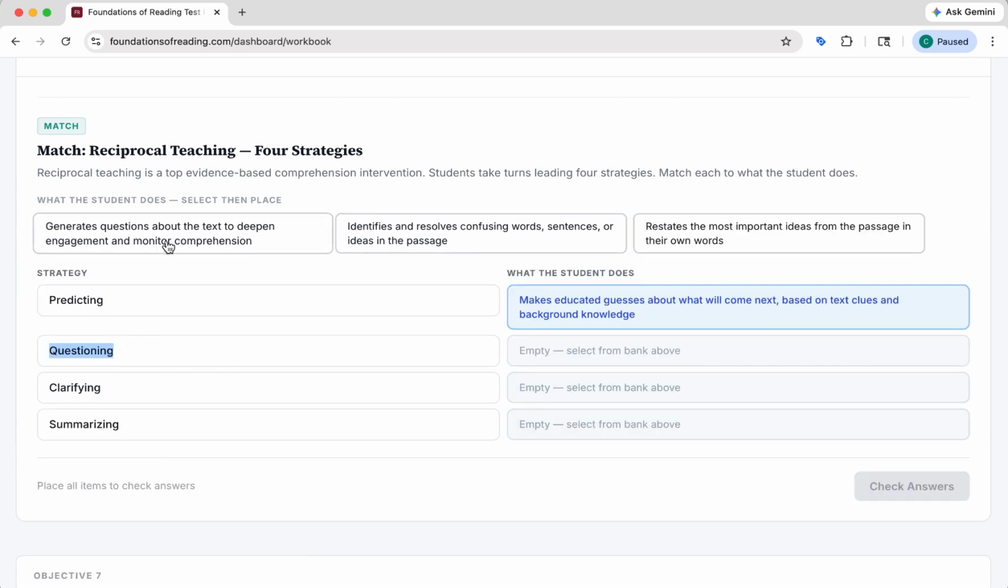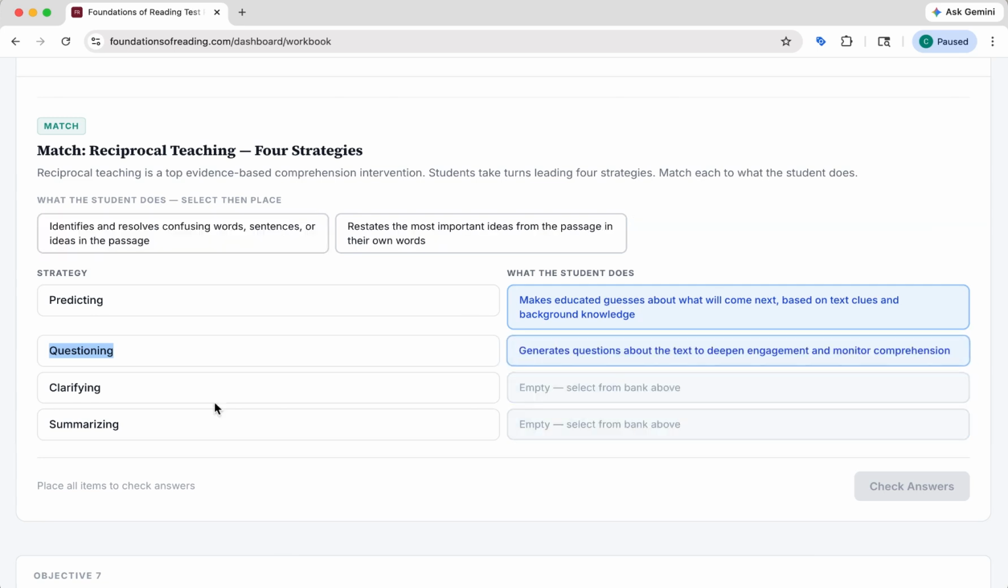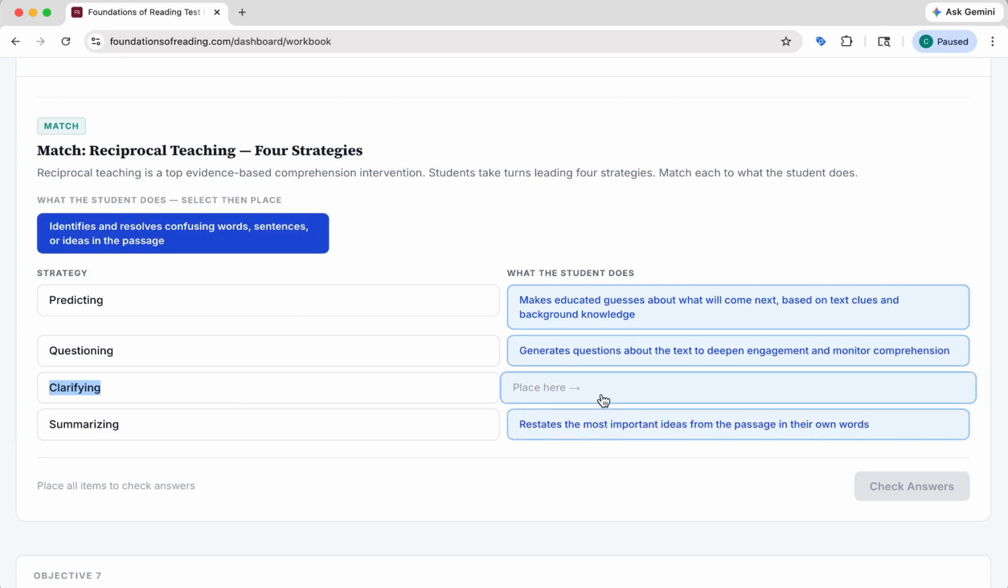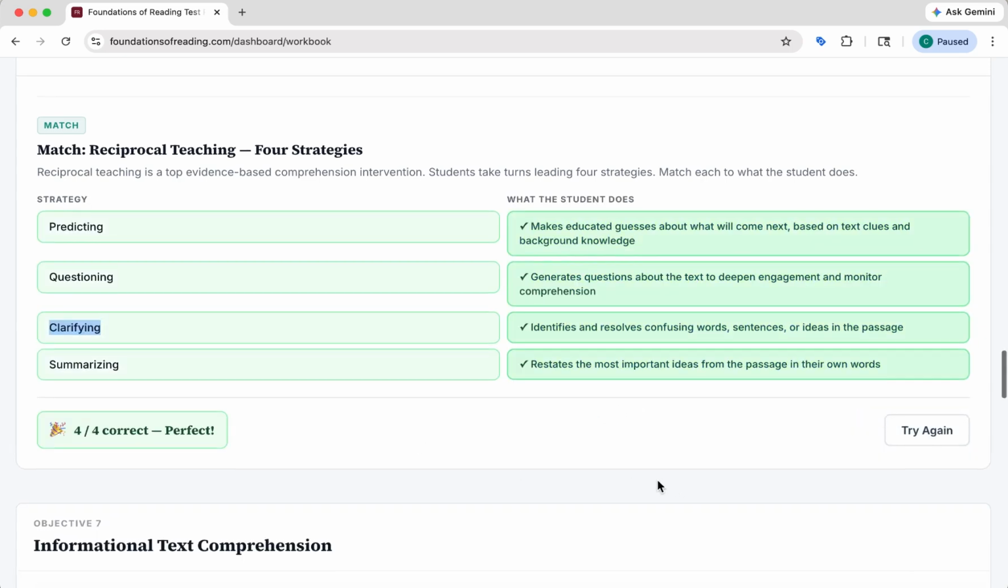Questioning is generating questions about the text to deepen engagement and monitor comprehension. Looks good. Clarifying is, which one is this here? Restates. Oh, restates would be summarizing, so I'll just put that right there. I can see this, and that means that would go there. Let's check, and we are good.